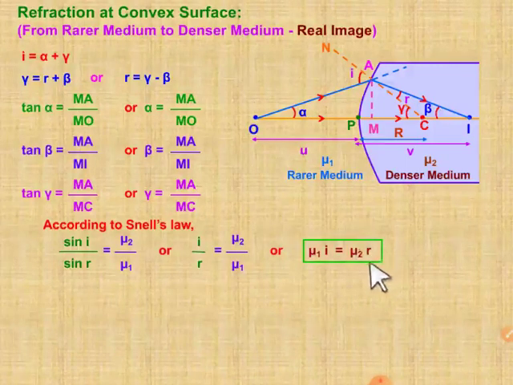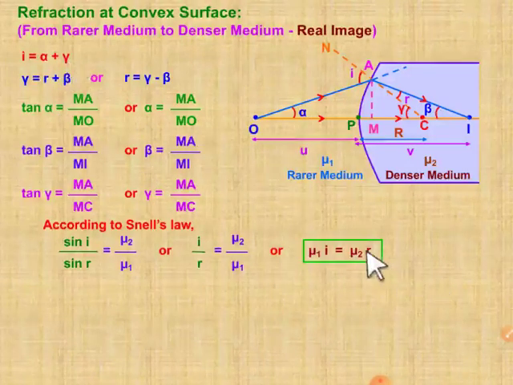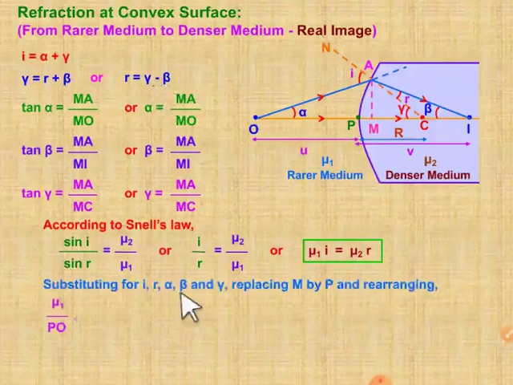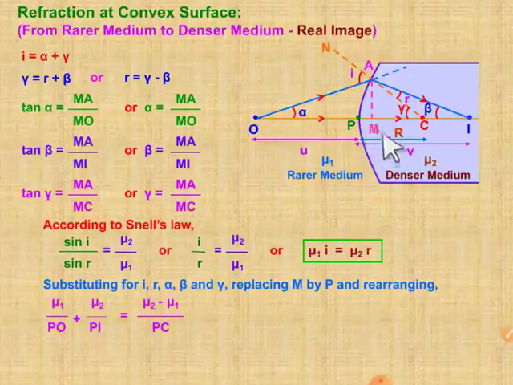Instead of this i, we need to replace it by alpha plus gamma. Instead of the angle of refraction r, we need to replace it by gamma minus beta. Then the equation will come like this. I told you that MO, MI, MC will be replaced by PO. Instead of MO, we can take PO.